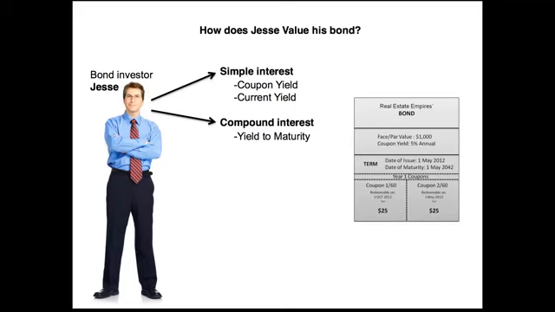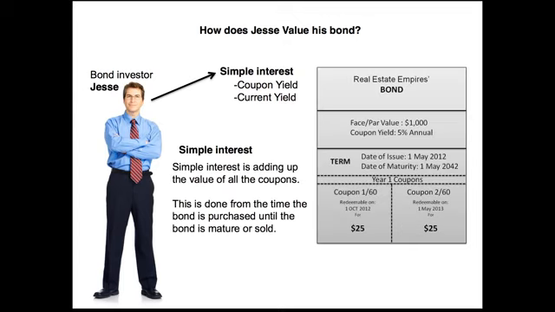Under each one of these you can see I have the coupon yield and the current yield under the simple interest, and then the yield to maturity under the compound interest. That yield to maturity is really the thing that we've got to understand at the end of this lesson. I'm going to show you why all 3 of these are different and why the yield to maturity is the one that you really need to understand. So let's go ahead and get started with the simple interest.